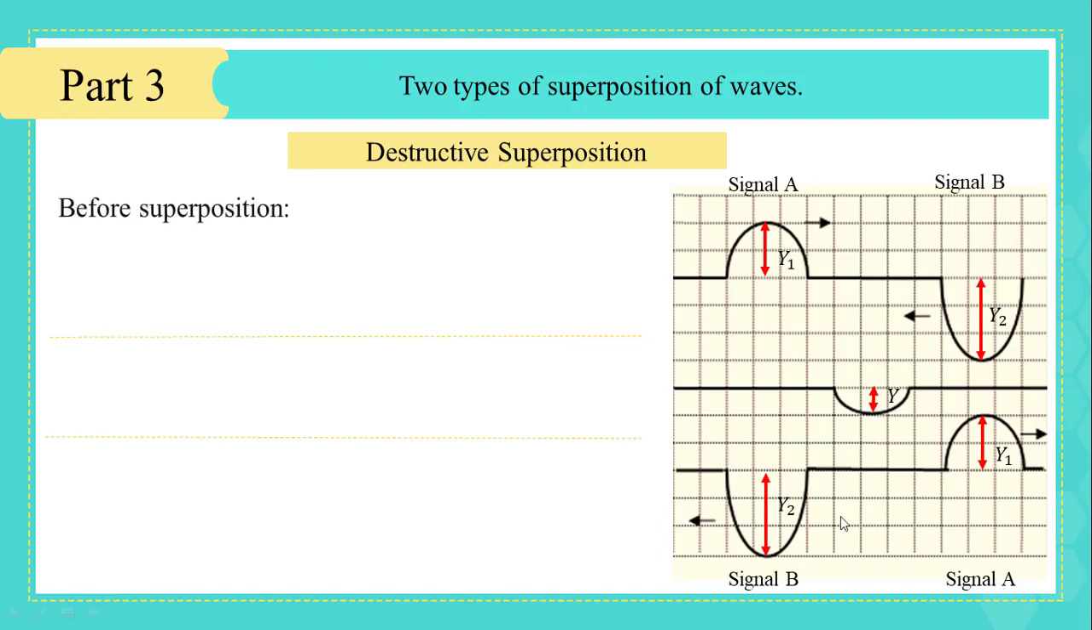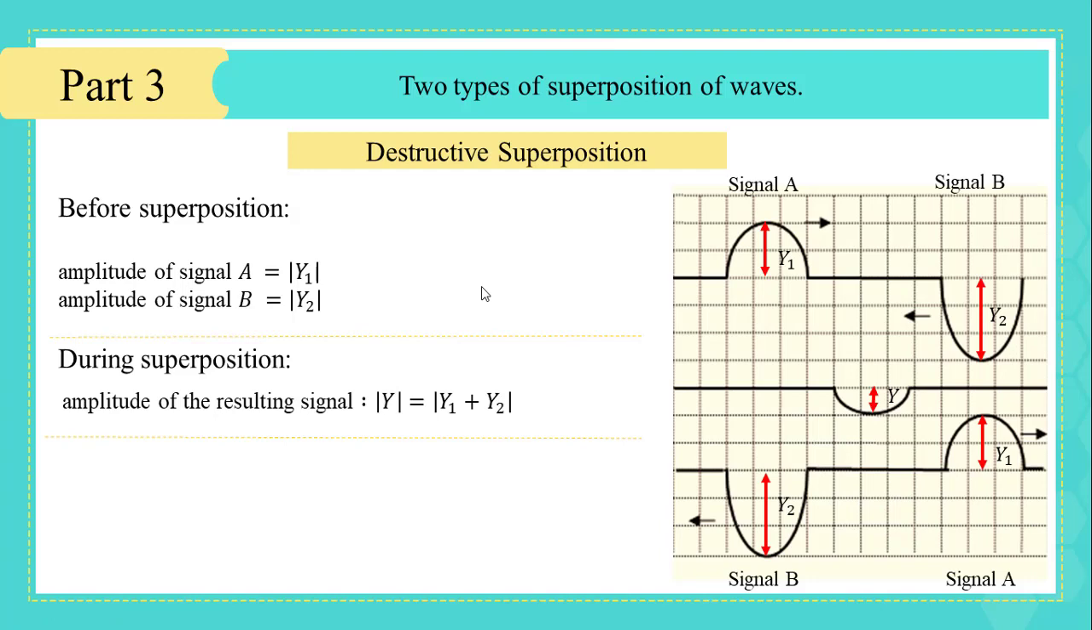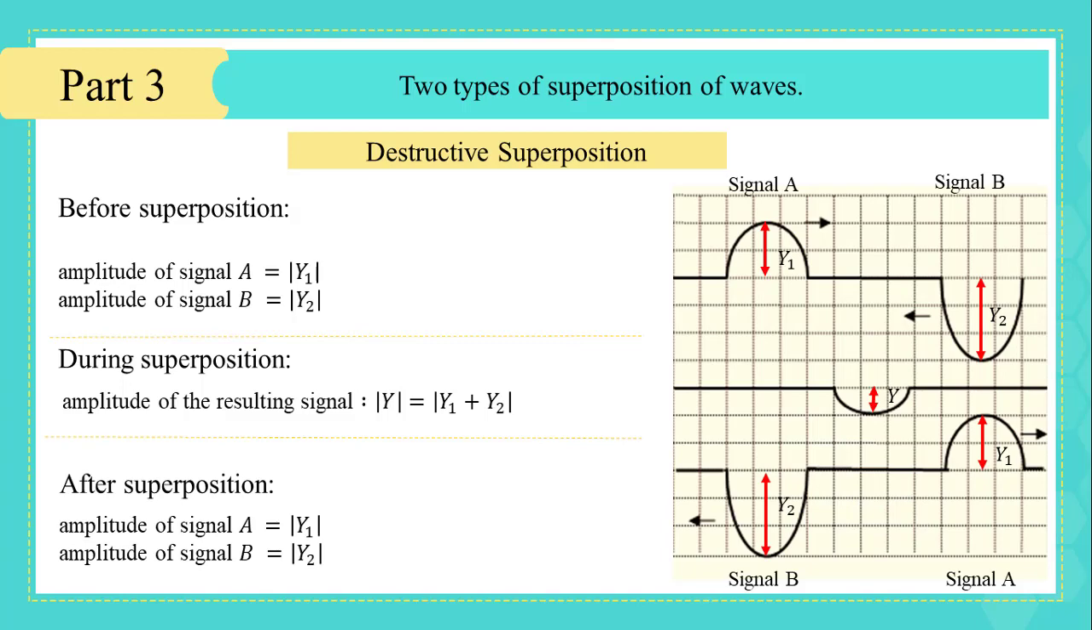Let's explain it. Before superposition, the amplitude of signal A is equal to absolute y1, while that of B is equal to absolute y2. Remember that signal A forms a crest and B forms a trough, and they are moving towards each other. During superposition, or at the instant of overlapping, the amplitude of the resulting signal is given by absolute y, which is equal to absolute y1 plus y2. After superposition, the amplitude of signal A is absolute y1, whereas that of B is absolute y2.